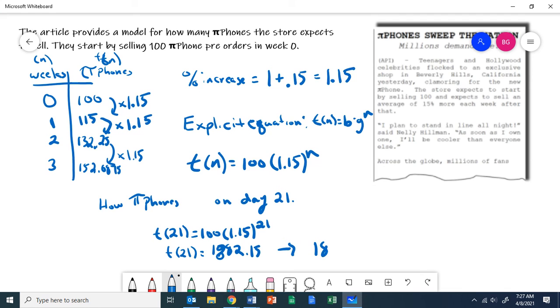Now, it doesn't make sense to have 0.15 PiPhones. So we're just going to say 1,882 because it doesn't make sense to have anything else. You can't just magically come up with 0.85 PiPhones. So that's where we're coming. Now we need a label, and we're going to have PiPhones as our label.